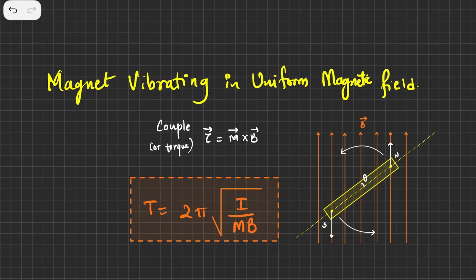So finally we have reached where the oscillation chapter ends. This is the last topic for oscillation, that is the magnet vibrating in a uniform magnetic field.